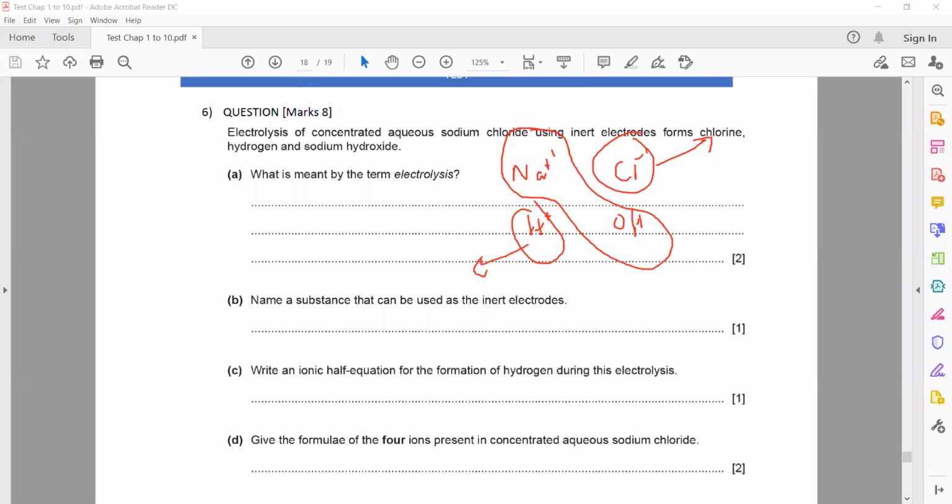So you will mention chloride ion and hydroxide ion. Chloride ion moves towards the anode and forms chlorine molecule or chlorine gas. Hydrogen ion is attracted towards the cathode, forms hydrogen gas. So in the solution, we are left with sodium hydroxide or NaOH.